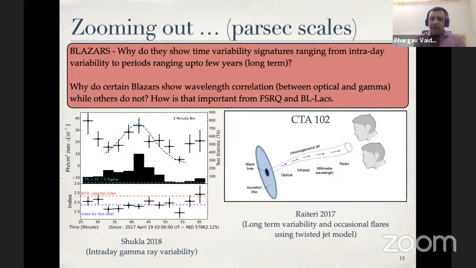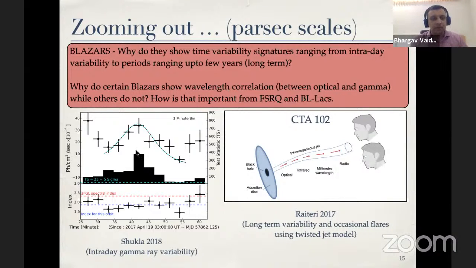Typically, the variability time scale can range from a few seconds or a few minutes, or intraday variability, up to long-term variability within a few years or so. Which physical processes are responsible for such variability signatures at shorter and longer time scales is something that we need to understand. Also, certain blazars show wavelength correlation between optical and gamma, while others do not. So what physical processes can govern such wavelength correlation is an important question that needs to be asked.